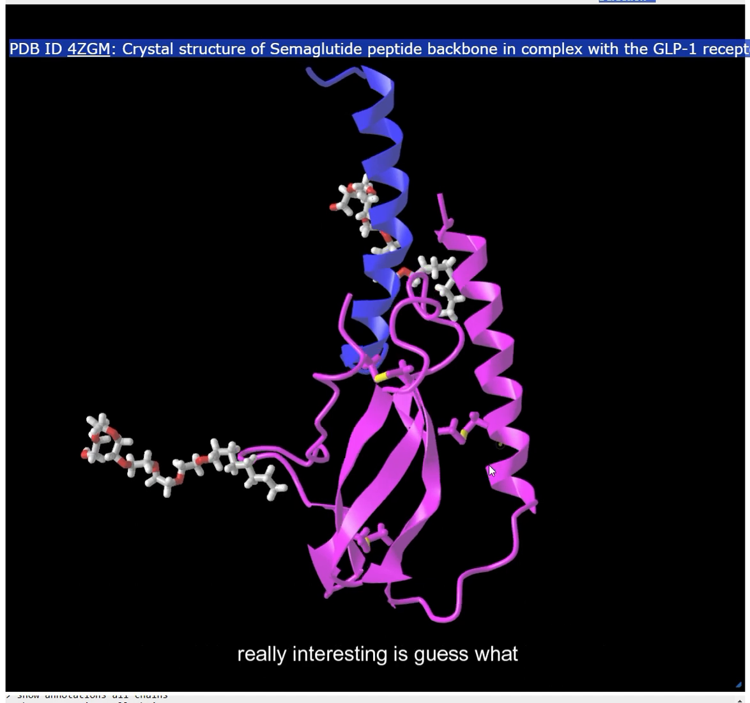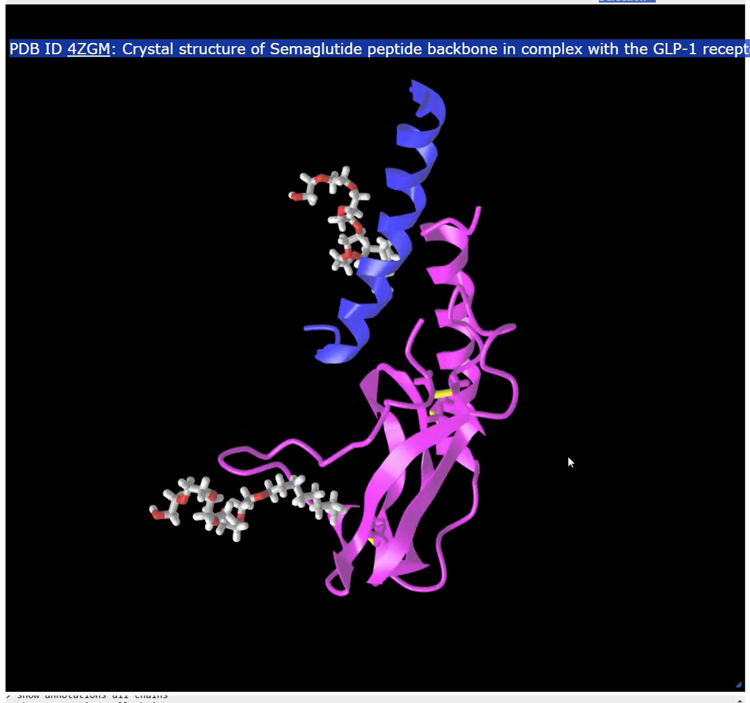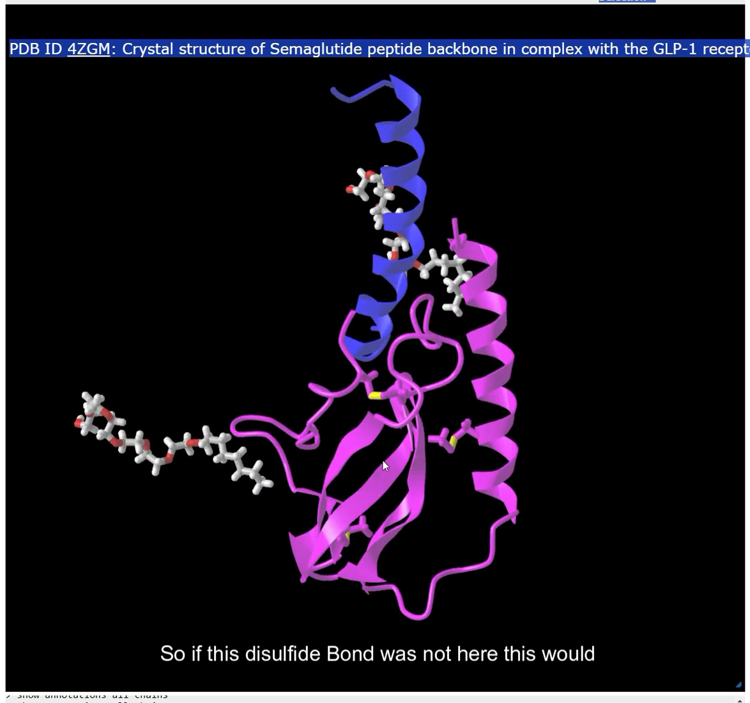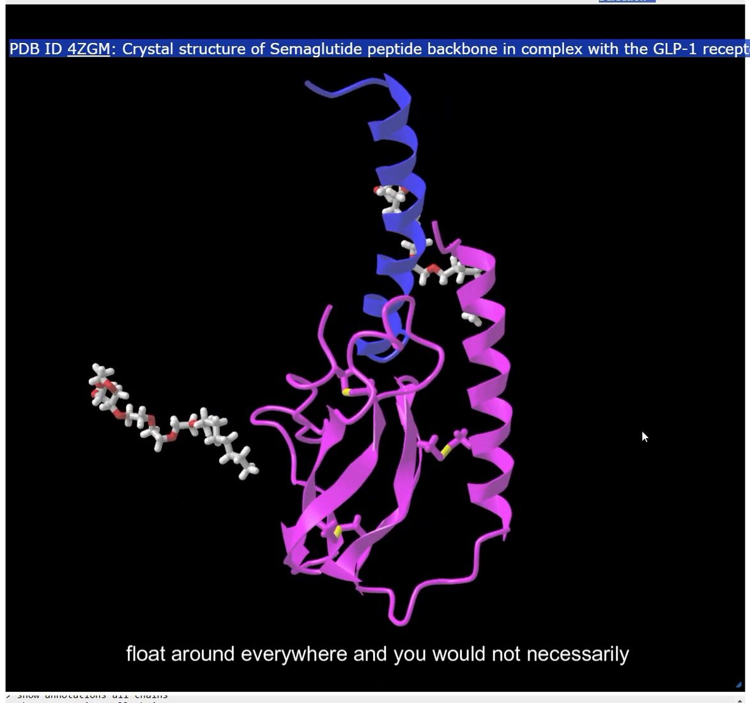But what's really interesting is, guess what? You need it to extend into the fluid. This is outside the cell. The extracellular fluid? Exactly. And that's where it binds this. So if this disulfide bond was not here, this would float around everywhere, and you would not necessarily have it oriented exactly. So this is held in, this more or less holds in the membrane, and then this ties it in.